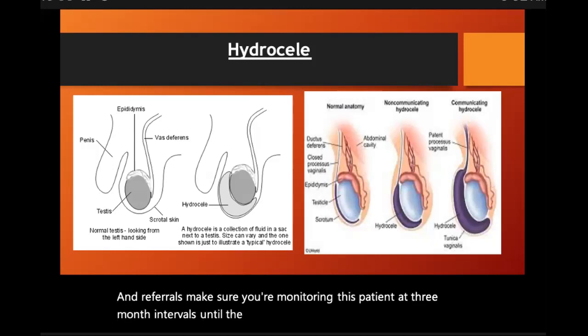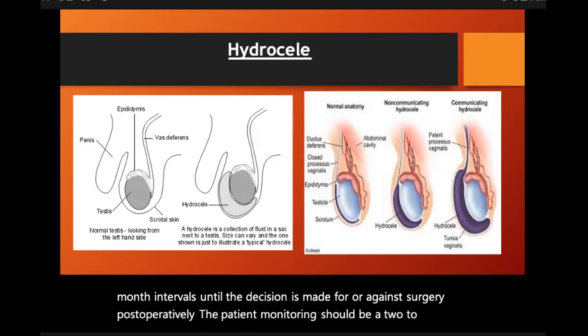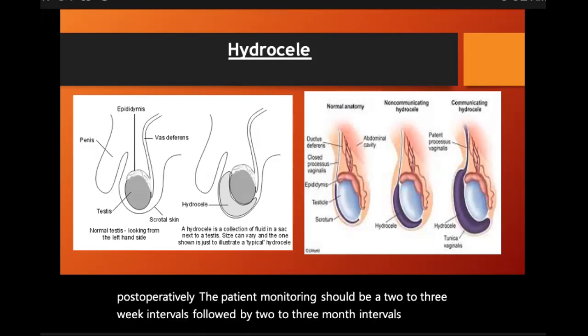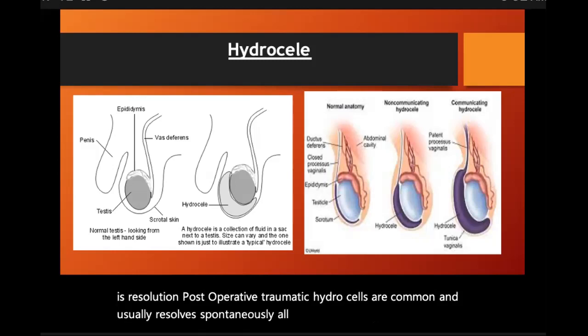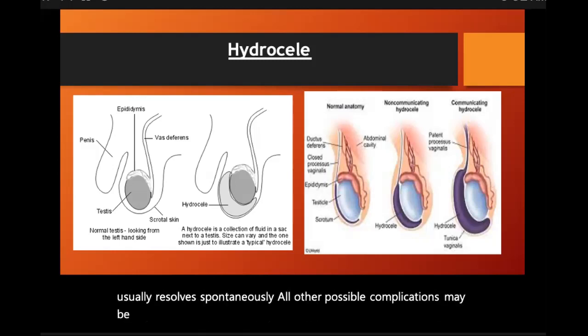So for follow-up and referrals, make sure you're monitoring this patient at 3-month intervals until the decision is made for or against surgery. Post-operatively, the patient monitoring should be at 2 to 3 week intervals, followed by 2 to 3 month intervals until there is resolution. Post-operative traumatic hydroceles are common and usually resolve spontaneously. Other possible complications may be injury to the spermatic vessels or a hematoma secondary to surgery or a wound infection.